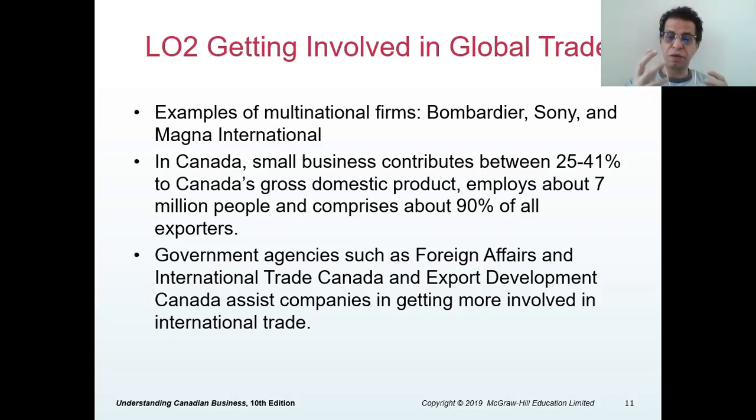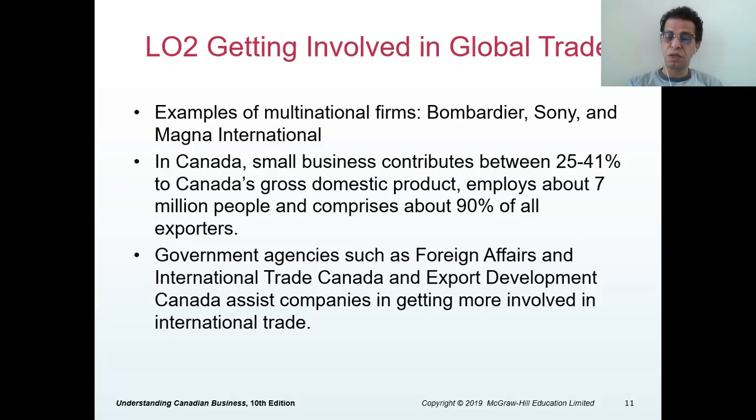Now, an example of multinational companies getting involved in global trade. We have Bombardier, a plane manufacturer in Quebec, which has multiple locations and can produce planes of fewer than 100 passengers. Sony, as you know, and Magna International. In Canada, small businesses overall contribute between 25 and 41% to Canadian gross domestic product, or GDP.